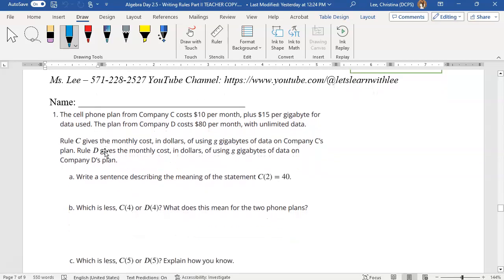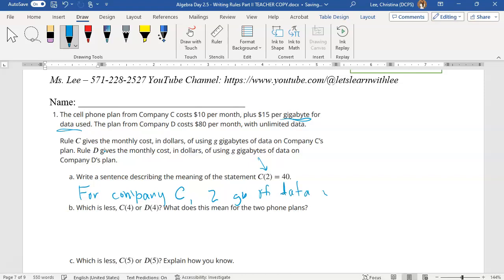All right, so it says write a sentence describing the meaning of statement C of 2 equals 40. In this case, this is our input, and it's per gigabyte of data, right? So the cost is determined by how many gigabytes of data used. So in this case, for company C, 2 gigabytes of data will cost $40.